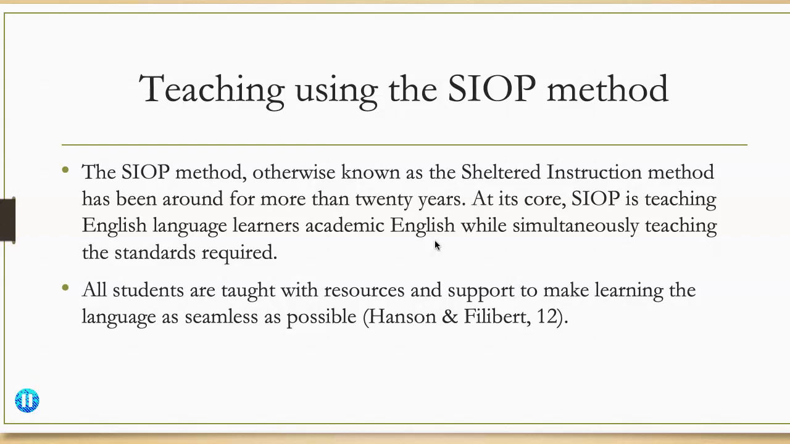But for the SIOP method, like I said, otherwise known as the sheltered instruction method, it has been around for more than 20 years. At its core, SIOP is teaching English language learners academic English while simultaneously teaching them the standards that are required. This could be something like going through a history lesson while learning the information needed. Let's take, for example, we're learning about Pearl Harbor. We learn about Pearl Harbor, but in that we also work on vocabulary, language acquisition, spelling out words, using the syllables, all that sort of stuff. All students are taught with resources and support to make learning the language as seamless as possible.